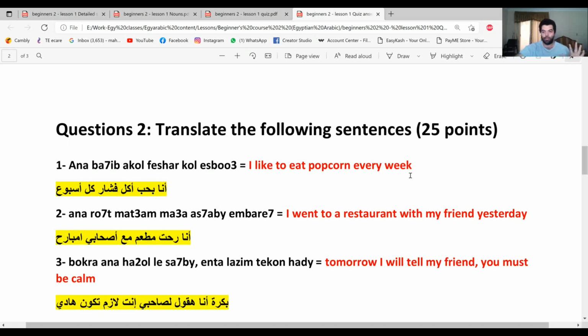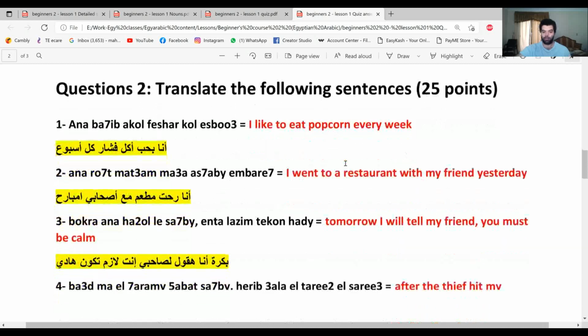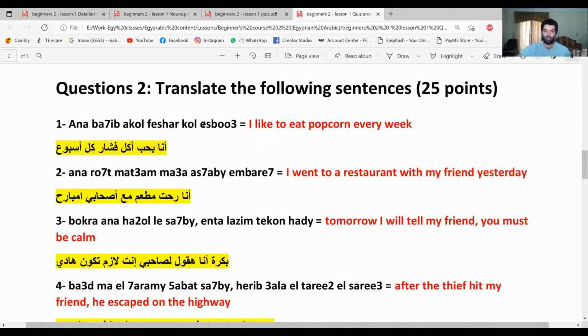So there's no other translation. If you wrote anything other than that, then there's a mistake. If you wrote this exactly, then you get the 5 points. So what do we have here? We have the 2 verbs, right? Like we learned before. So أنا بحب with a B, and then the second one is آكل. If you wrote باكل, for example, that's a mistake. That should take away a point.